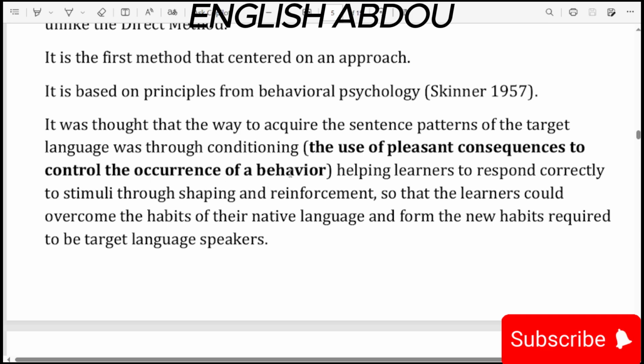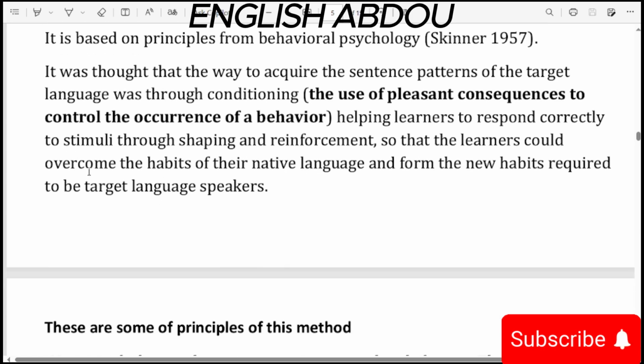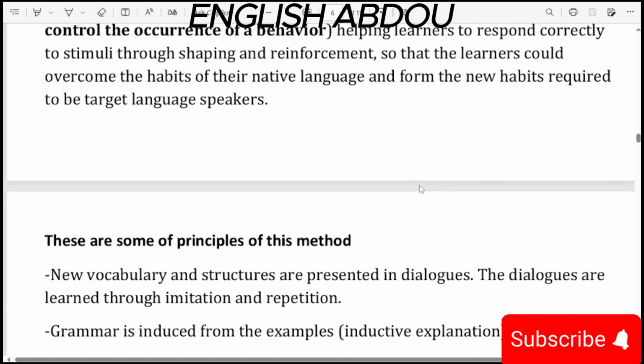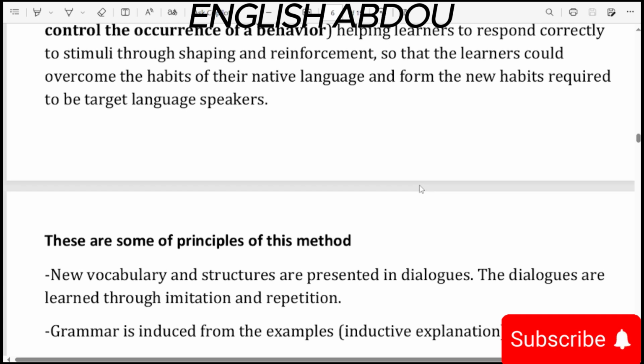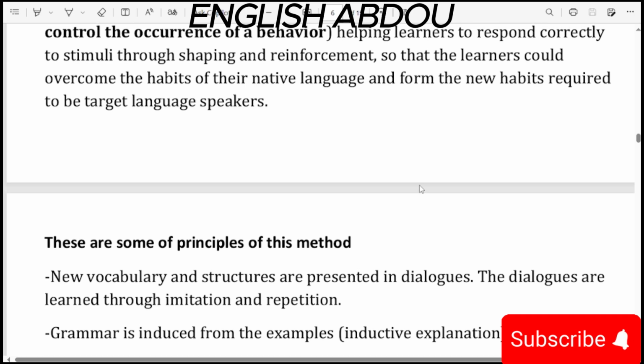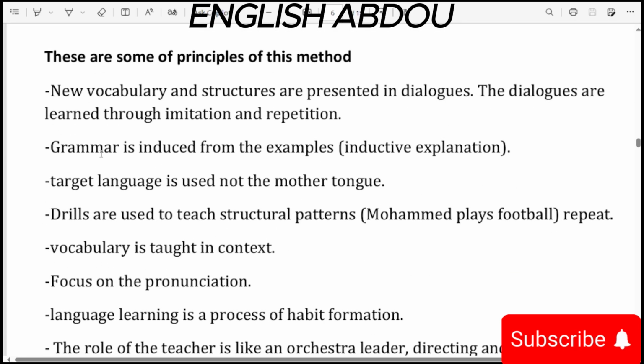Means, okay, we gave a stimulus and a response, and we give a positive or negative reinforcement in order to help the learner build a habit of their learning. Okay, helping learners to respond correctly to stimuli through shaping and reinforcement, so that learners can overcome the habits of their native language, and form the new habits required to be target language speakers. These are some principles, of course.